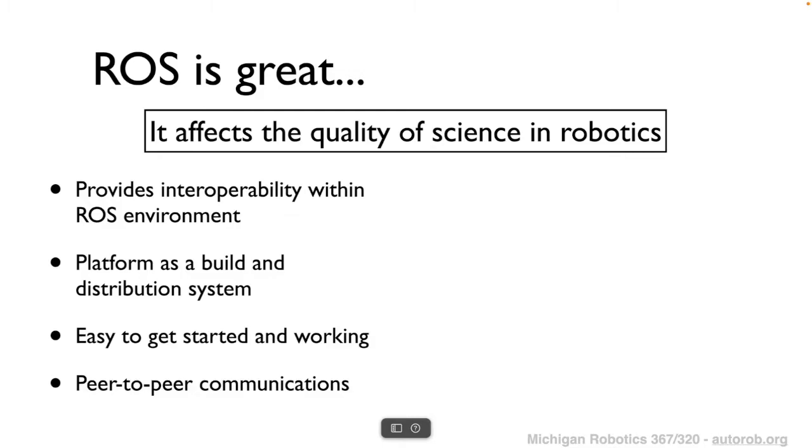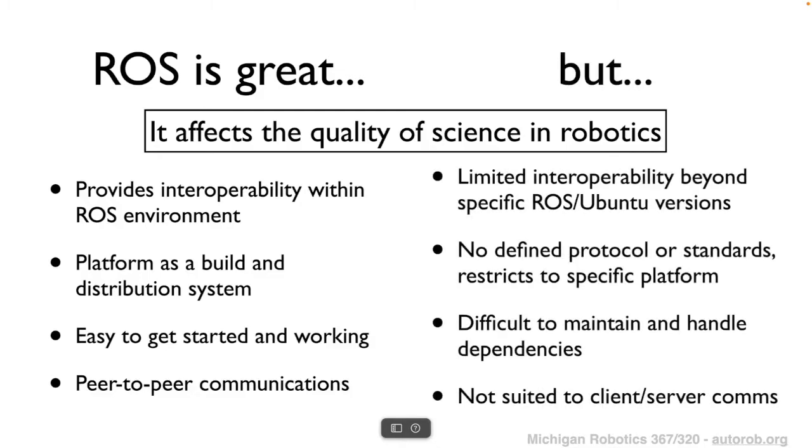It's relatively easy to get started and working, and this peer-to-peer networking architecture that we've looked at also has its benefits. But having said that, there are some trade-offs. One thing is that ROS does have limited interoperability between different Ubuntu versions. So ROS is tied to a degree with Ubuntu.